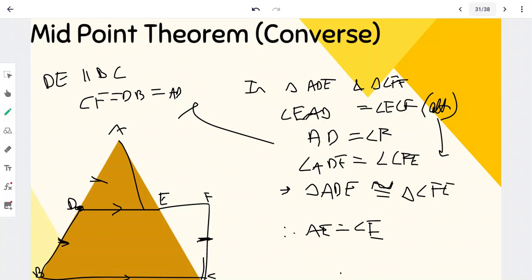So hence what we can say is that it is bisecting the third side. So E is the midpoint. So this is the converse. The converse also we did.